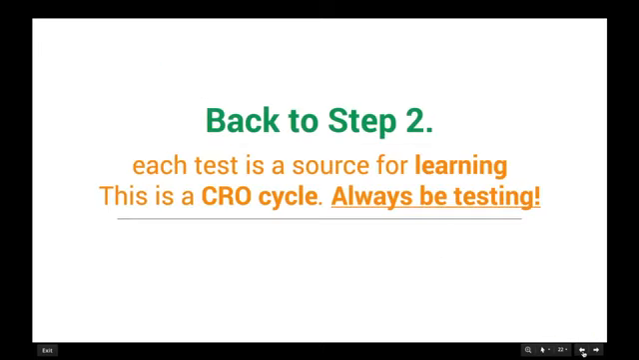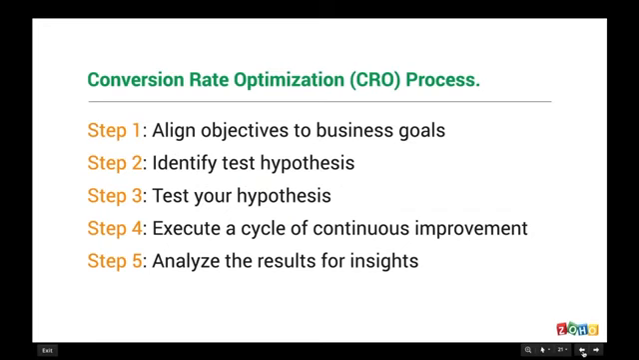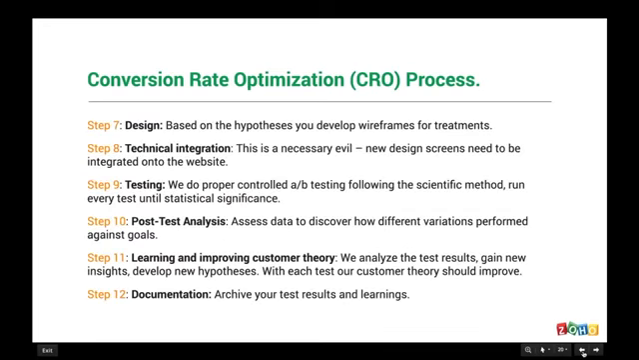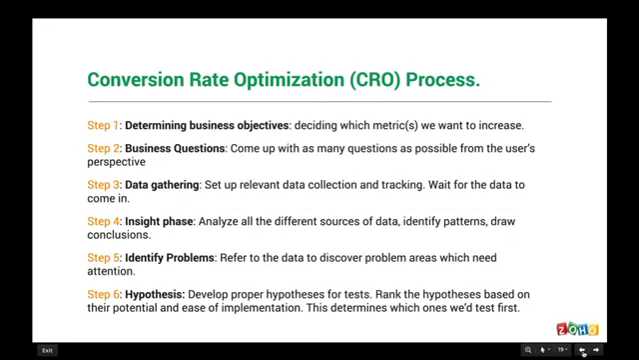And my favorite step is always going back to step 2, be it in these 5 steps or in the 12 steps that we just spoke about, which is to always come up with as many questions as possible, both from a user perspective and from a business perspective, because we are always looking at solving what can make a user happier, how can we make our website more accessible.